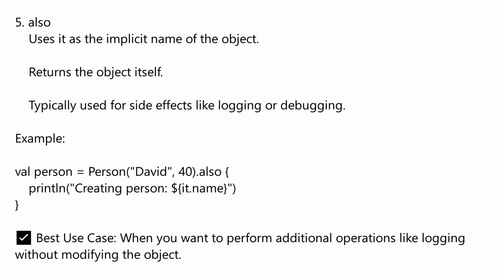Example, here we have val person = Person("David", 40).also { println("Creating person: ${it.name}") }. Best use case: it is best used when you want to perform additional operations like logging without modifying the object.